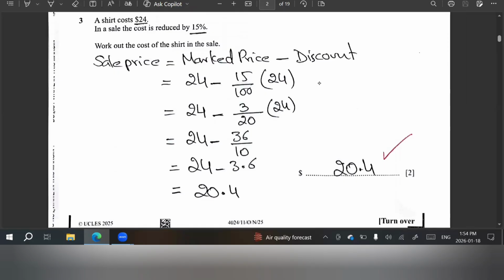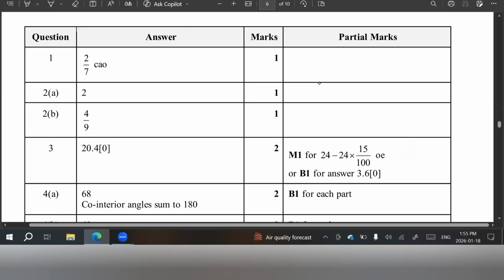24 minus 15%, because the discount is 15% of the marked price. So it is 15 by 100 multiplied by 24. You simplify this, and at the end you will get 24 minus 3.6, which is equal to 20.4. So the cost of the shirt in the sale, which we call the sale price, will be $20.4.